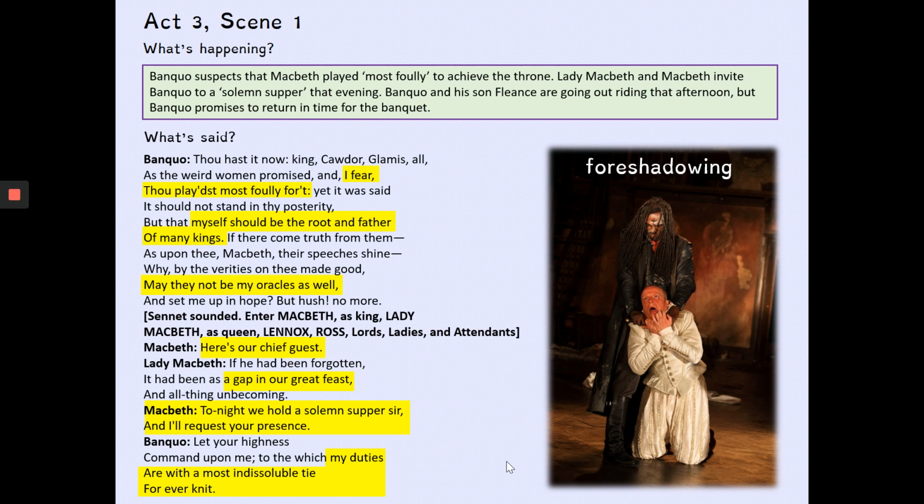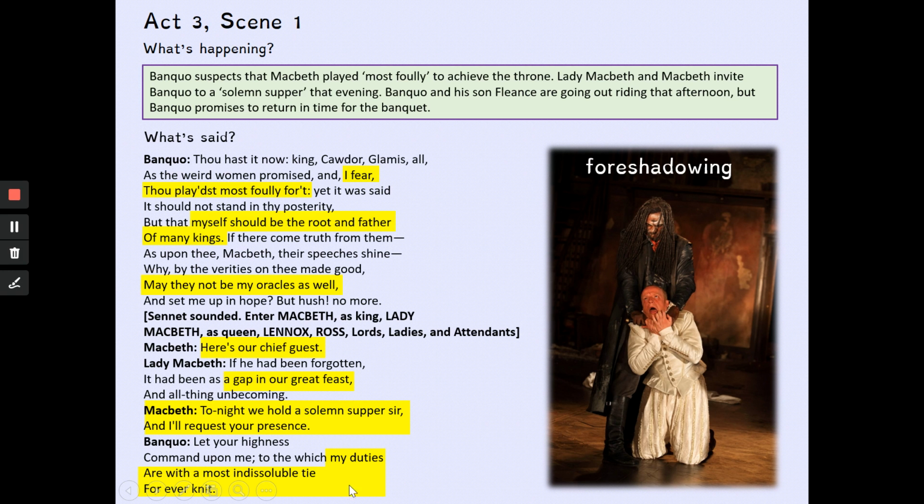Now, this is an image here of one stage production with Banquo's ghost having Macbeth in this kind of stranglehold. And that's kind of what's going on in this scene, in that Macbeth thinks he's in control, but Banquo knows deep down what's about to happen or to be attempted.